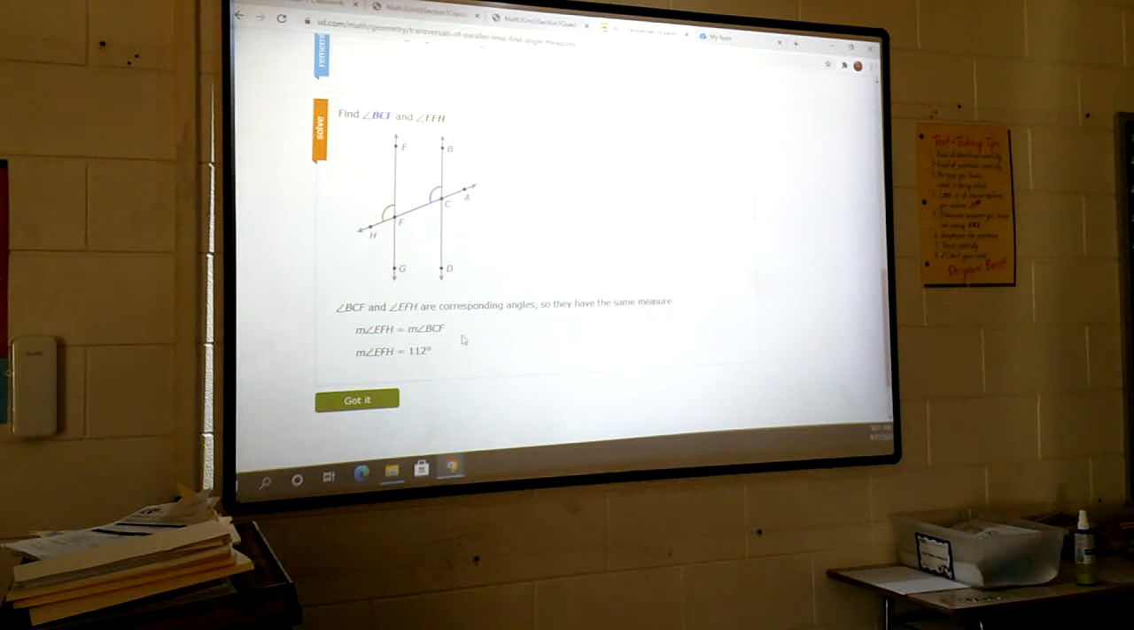So those are the two things that we want to do today, the worksheet and then the IXL, and I'll put it on the board so you know which one it is. And then we'll be through the first section of Unit 3.